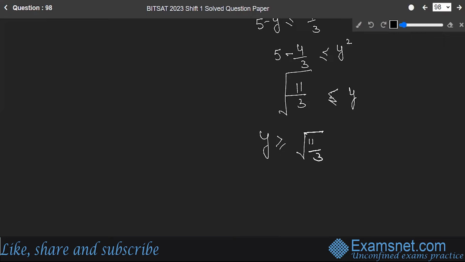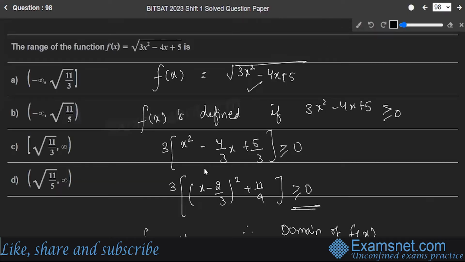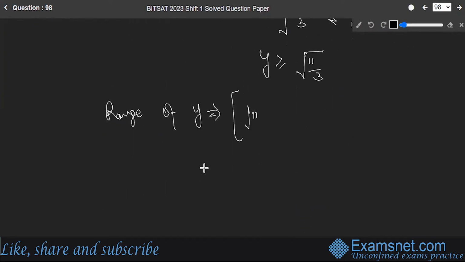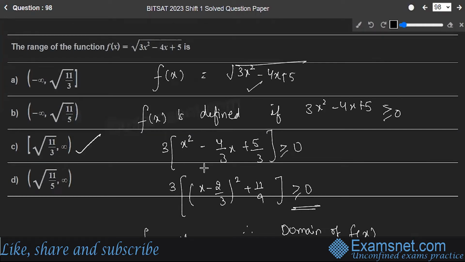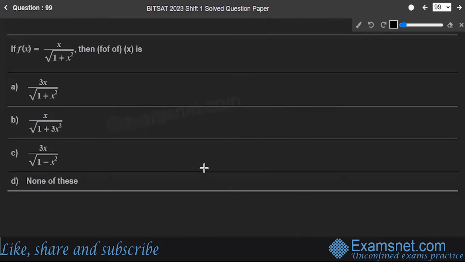Right? So that means the range of y is root 11 by 3 to infinity. That makes option C the correct answer. Hope you got that.